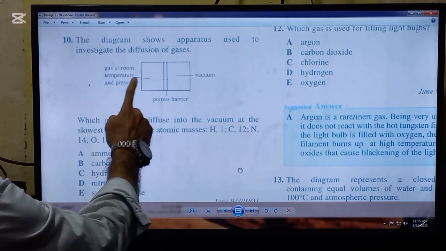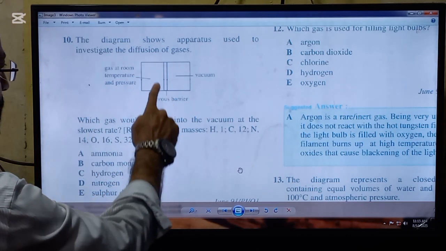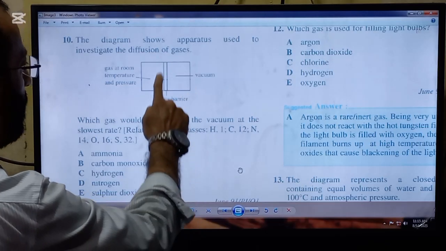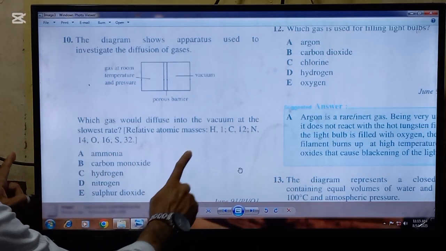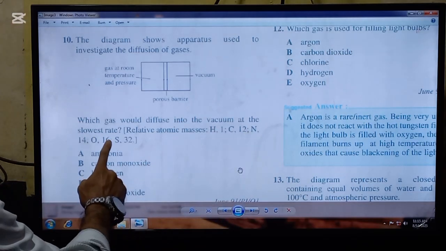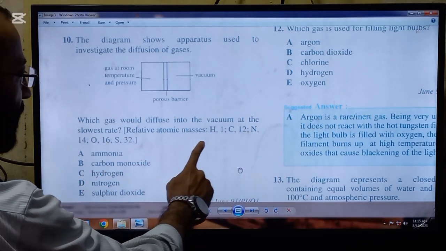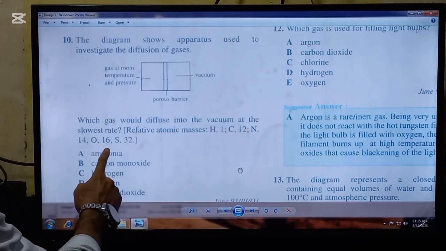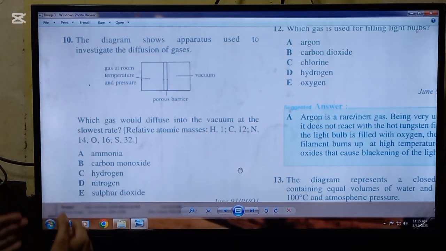You can see gas at room temperature and pressure in this compartment. Here is the porous barrier and here is the vacuum. And the requirement is which gas would diffuse into the vacuum at the slowest rate. And the relative atomic masses are given: H 1, C 12, N 14, O 16, and S 32. And here are the options. A is ammonia, B is carbon dioxide, C is hydrogen, D is nitrogen, E is sulfur dioxide.